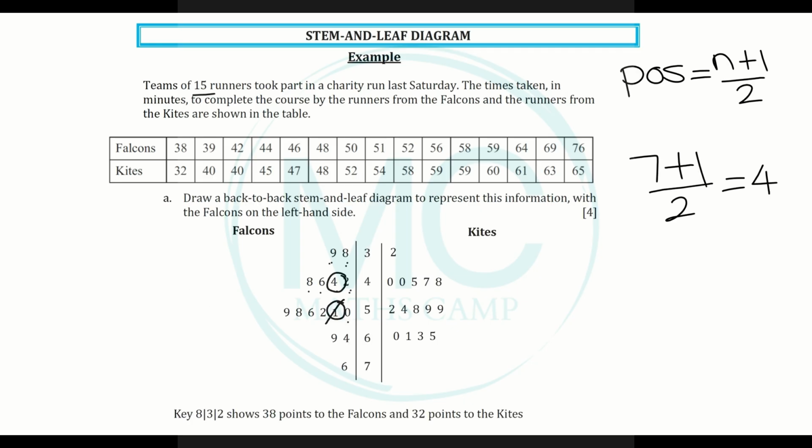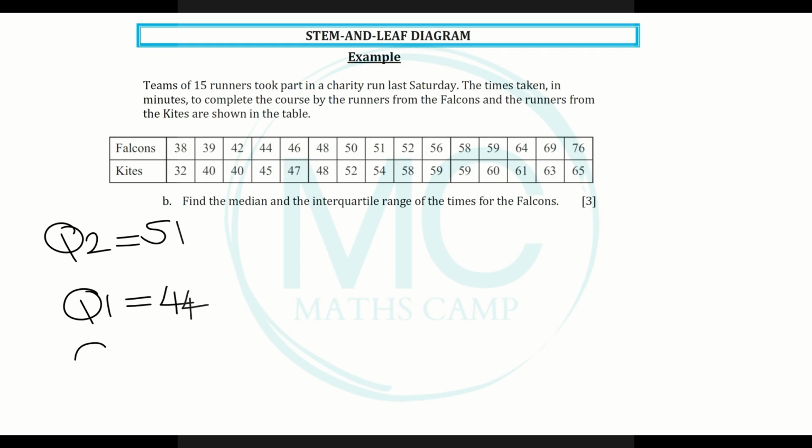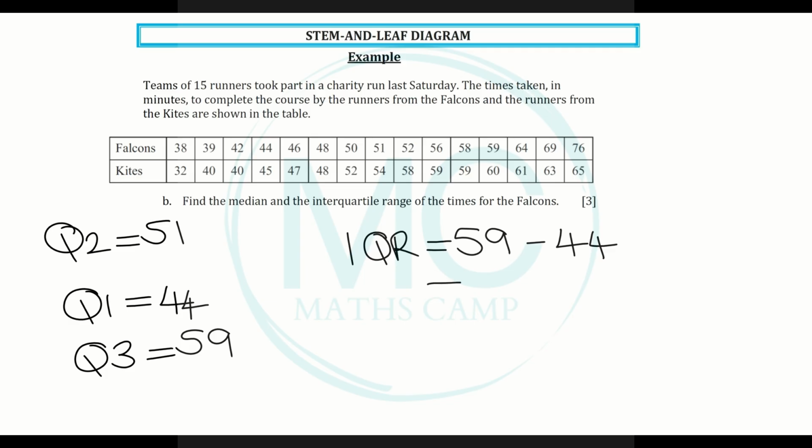Now I can find the upper quartile, Q3. 1, 2, 3, 4. 59 is my upper quartile. Let's make a note of this over here. Q3 is equal to 59. The interquartile range is the difference between Q1 and Q3. So I can say the interquartile range is equal to the value of Q3, 59, minus the value of Q1, 44, and I get an interquartile range of 15.